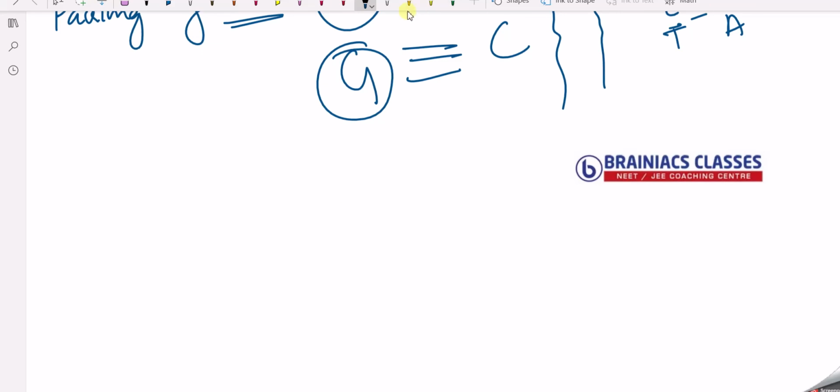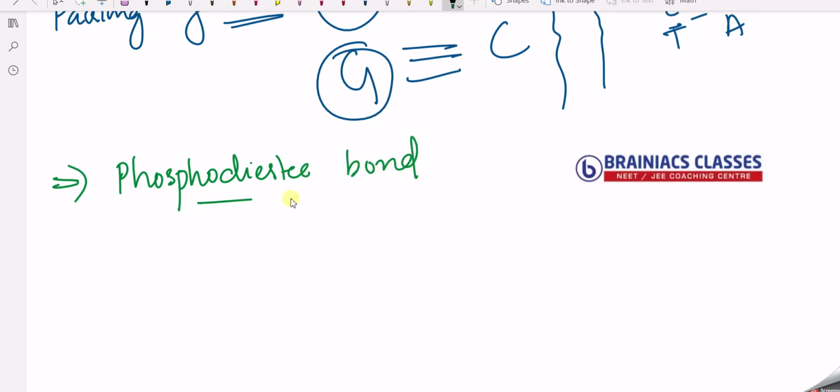This anti-parallel nature is said according to the direction of the phosphodiester bond. Where can you see this phosphodiester bond? Between the phosphate group and the pentose sugar, right? And I told you this phosphate group goes with the fifth carbon of the pentose sugar. Understand?